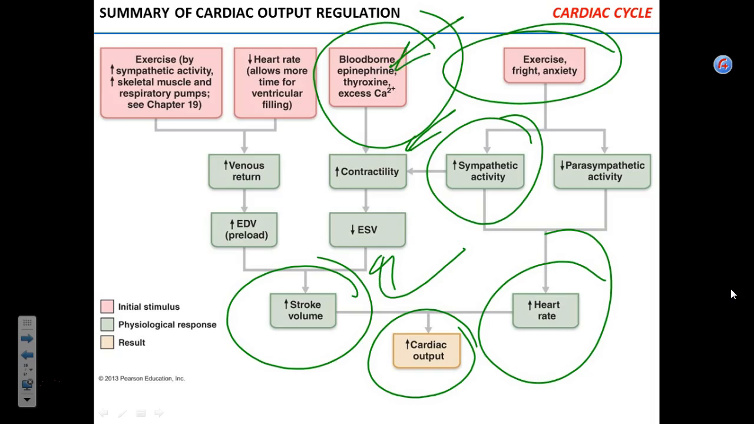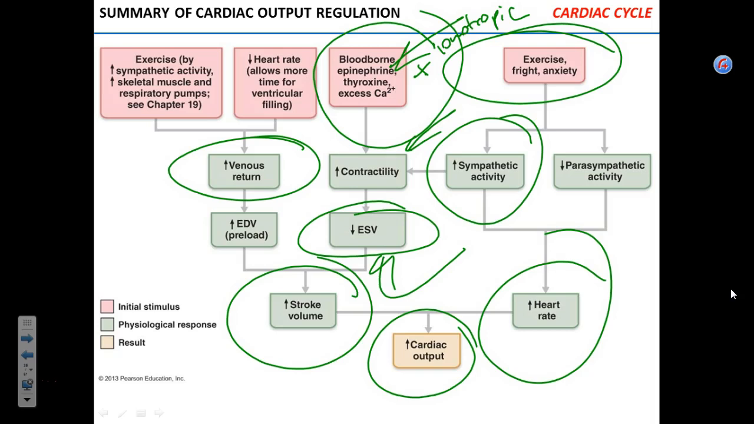If you have, what is going to be? It's going to be a positive inotropic agent, right? Which increases contractility, decreases end systolic volume, and increases stroke volume and cardiac output. That makes sense? Now, how can you increase venous return? Two ways. One, heart rate goes down. Does that make sense? When heart rate decreases, the heart has more time to fill up, venous return goes up. Or you can exercise, respiratory pump, muscle pump will increase venous return. Increased venous return means elevated end diastolic volume. Elevated end diastolic volume means higher stroke volume, means higher cardiac output. Does that make sense?